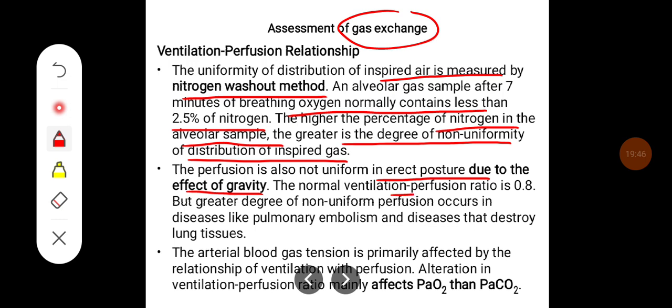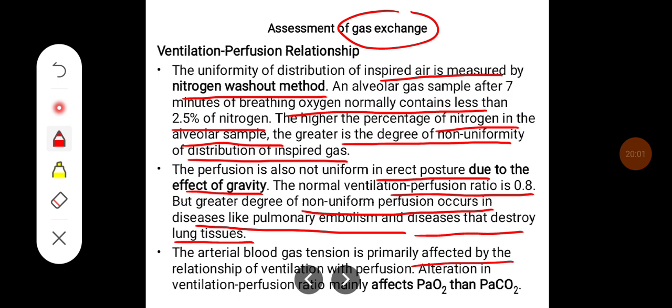The normal ventilation perfusion ratio is 0.8, but greater degree of non-uniform perfusion occurs in diseases like pulmonary embolism and diseases that destroy lung tissues. The arterial blood gas tension is primarily affected by the relationship of ventilation with perfusion. Alteration in the ventilation perfusion ratio mainly affects PaO2 and PaCO2.